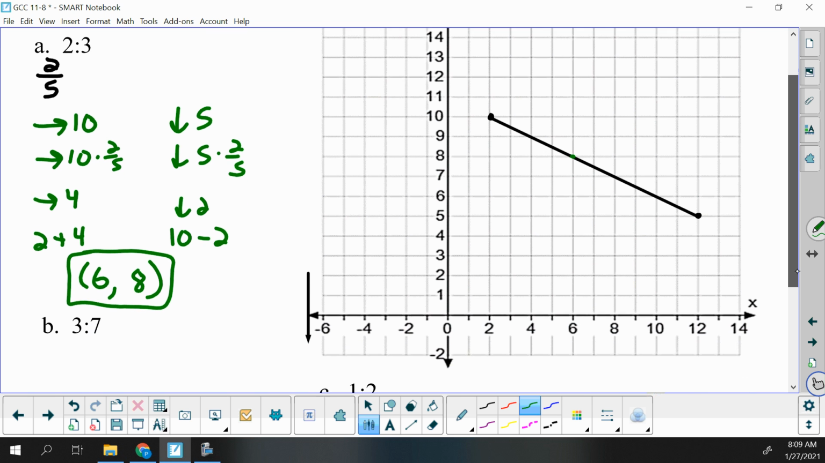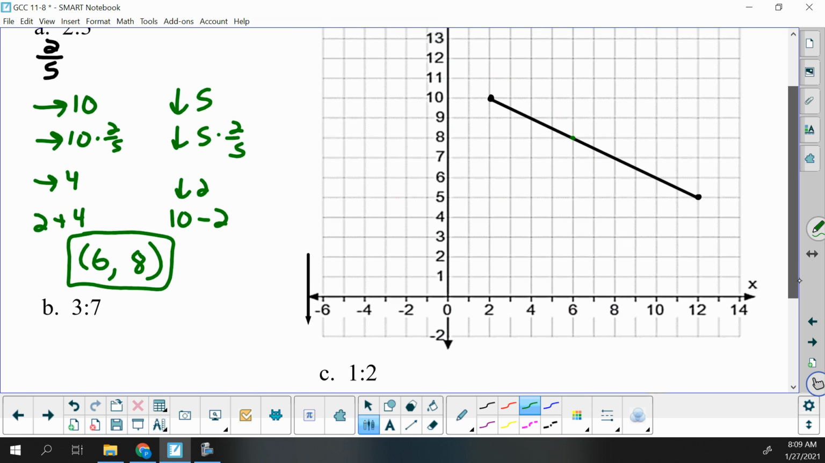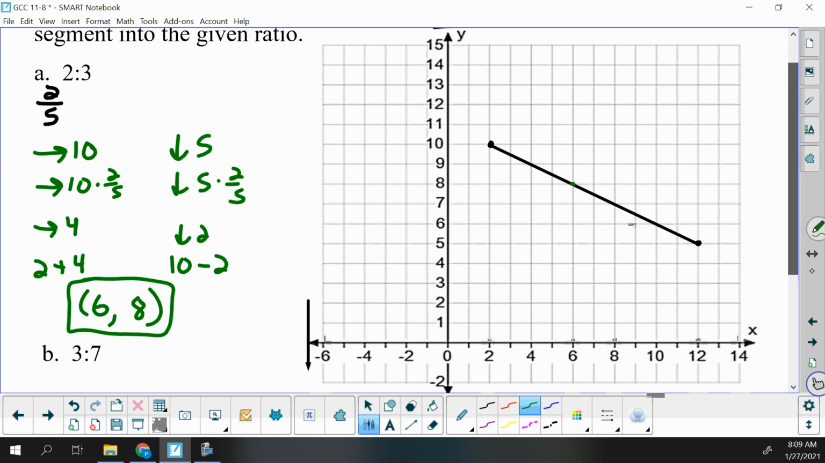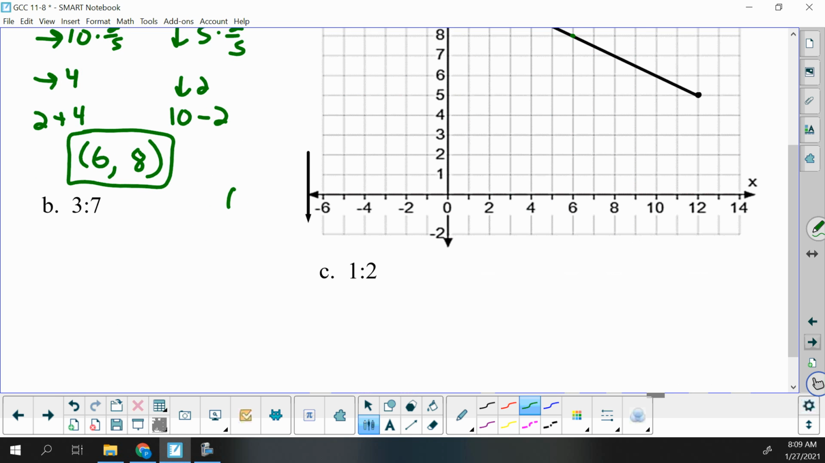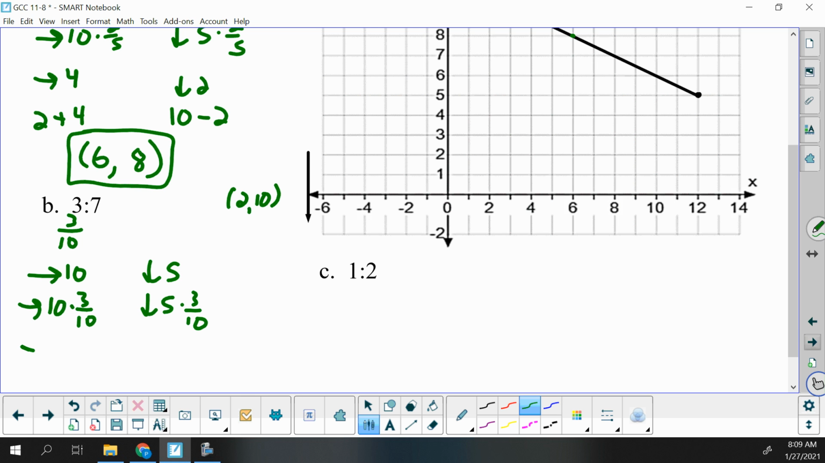So same problem, but we're going to do 3/10 now. Just as a reminder, our original point was (2, 10). And 3/10 means we're doing 3 parts out of 10 total parts. So we're going to do the same movements that we just did above. We've got right 10, we've got down 5. So we're going to have 10 times 3/10 and down 5 times 3/10. 10 times 3/10 means we'll move right 3.